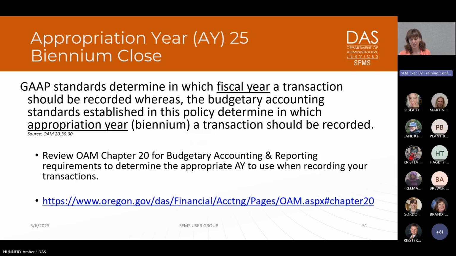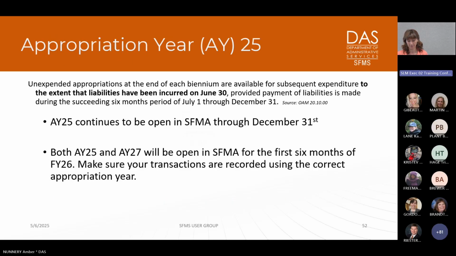As we know, GAAP standards determine which fiscal year the transactions will be posted in, but budgetary accounting will show the correct AY, which is the appropriate AY to post the transactions. Please make sure to review OAM chapter 20 for any questions you have about budgetary accounting and reporting.